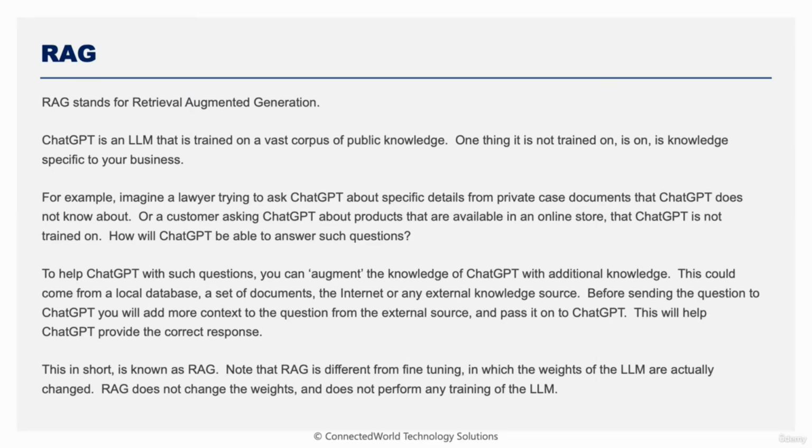To help ChatGPT with such questions, you can augment the knowledge of the LLM with additional knowledge. This would come from a local database, a set of documents, the internet, or any external knowledge source. Before sending the question to the LLM, you will add more context to the question from these external sources and pass it on to the LLM. This will help the LLM provide the correct response. In short, this is known as RAG.